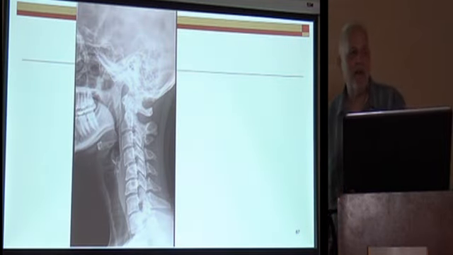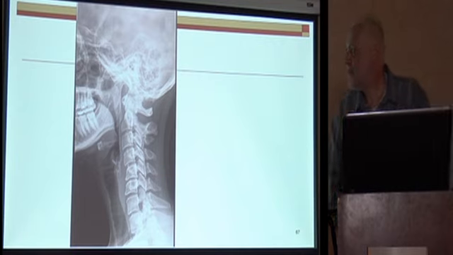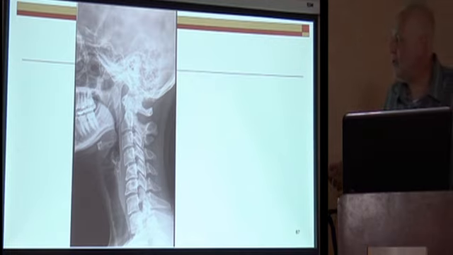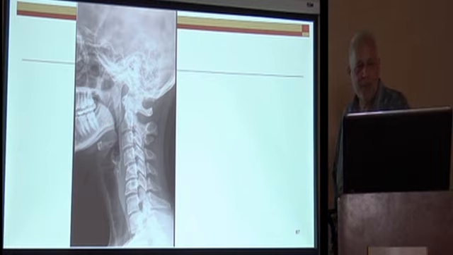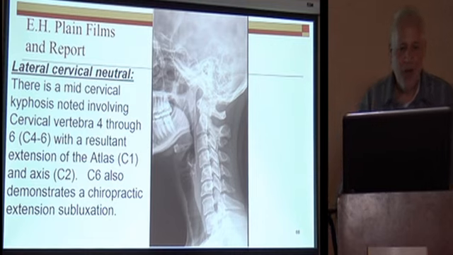These are all pretty typical, aren't they? This is a young woman, and you see this all the time. So, just a quick note on how you would describe this. It's even a good dental film. So deep roots. Okay. There's a mild cervical kyphosis noted involving cervical vertebrae 4 through 6 with a resultant extension of the atlas C1 and axis C2. Also demonstration of chiropractic extension subluxation.